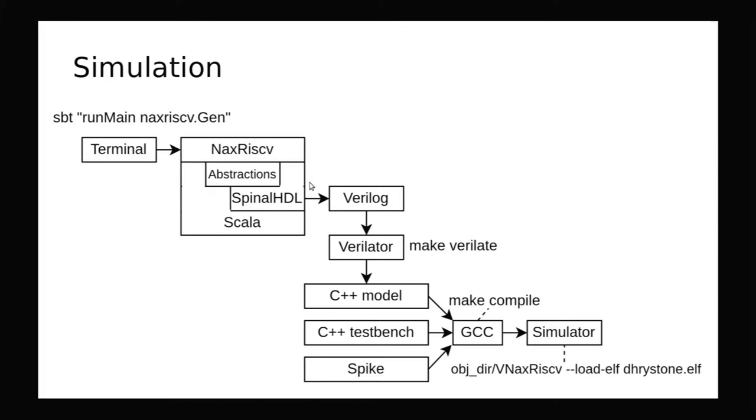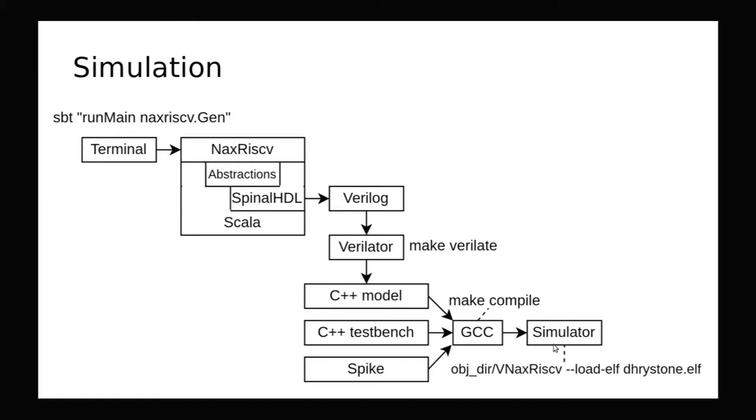So here is the full flow, where you can generate the hardware as we've seen before. NaxRiscv generates it from SpinalHDL, we get some Verilog. And the concept of Verilator is that you give Verilator your synthesizable Verilog, and it will generate a C++ model, which is cycle accurate. It will only be able to translate synthesizable code, so it works well in our use case. So from that C++ model, the C++ testbench that we have to implement, and Spike, I will come back to Spike in the next slide, we will compile all those together with GCC, and we will get an executable which will be our simulator.